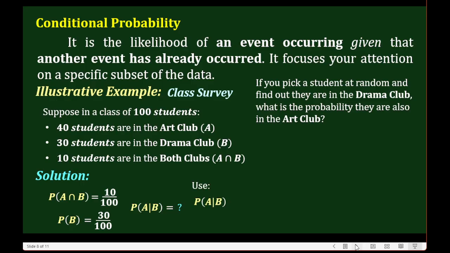So using the formula, we substitute. So the probability of the intersection of the two events, that is 10 over 100, over the probability of B, which is equal to 30 over 100. Simplifying this complex fraction, we can cancel the common 100, and what will remain is 10 over 30. We know that the common factor between the two is 10, so the result is equal to 1 over 3, 1/3.